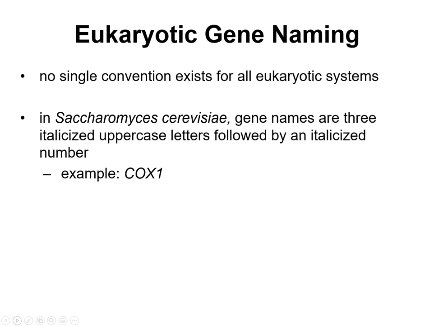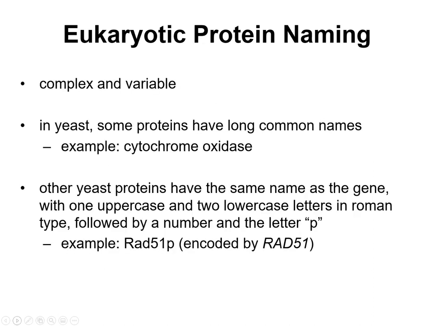Eukaryotes, there is no single convention for all the eukaryotic systems. So in yeast, gene names are three italicized uppercase letters followed by an italicized number. Protein naming is pretty much the wild, wild west. So it's going to vary from system to system. Sometimes you'll see that the gene name is reflected in the protein name. Sometimes it'll be something completely different.